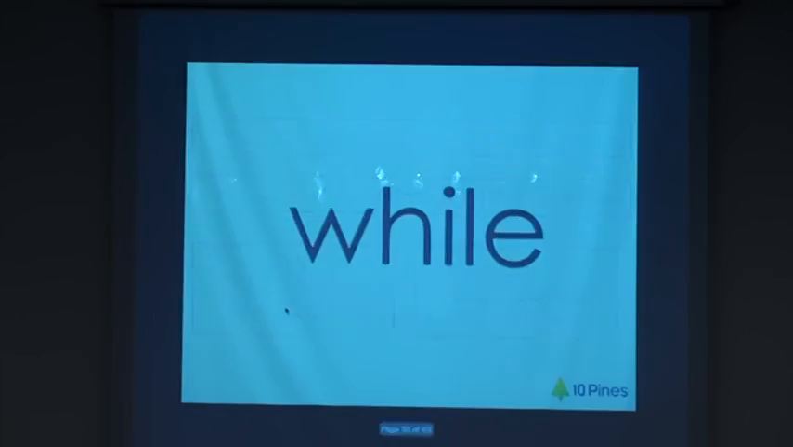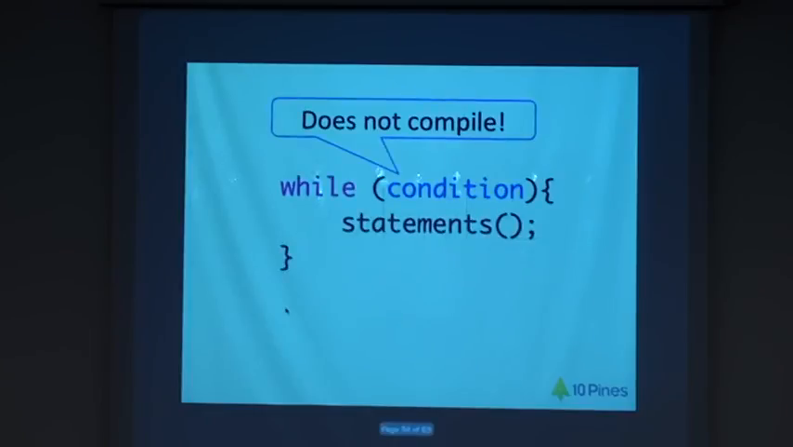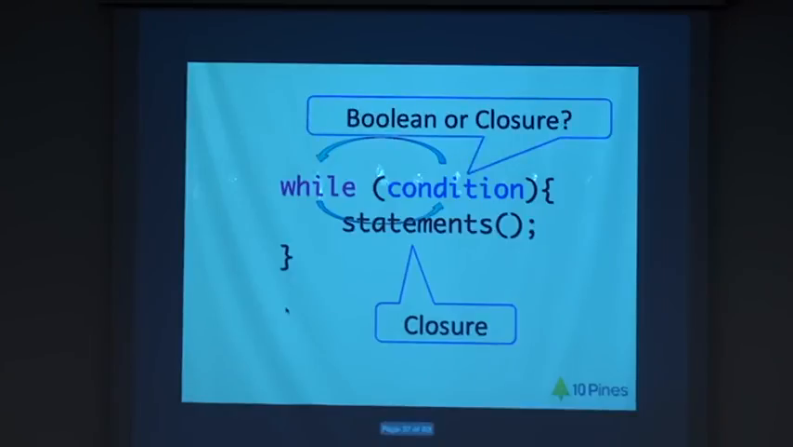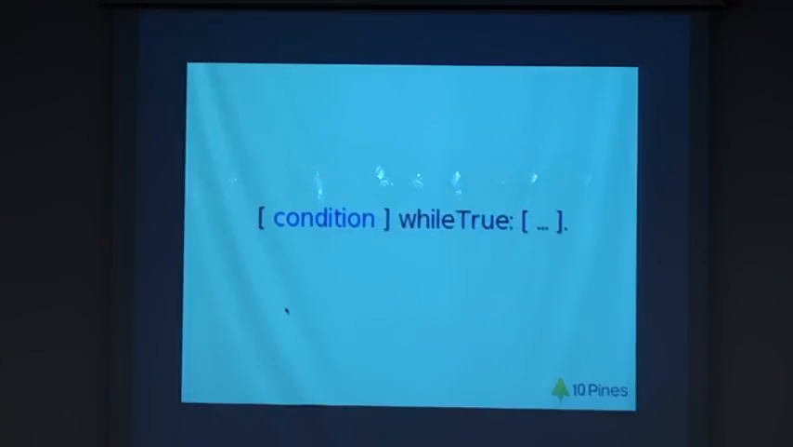So, those are the things we implemented. What about the while? So, while, again, does not compile. So, we know the trick. We have to flip it around. And then the statements have to be a closure. What about the condition? Well, usually people say here, oh, the condition should be a Boolean, because they don't realize that the condition is evaluated on each loop of the while. Because in classic languages, they don't see it as code, they see it as a condition. Okay, so it has to be a closure, and the idea is you have condition while true closure.